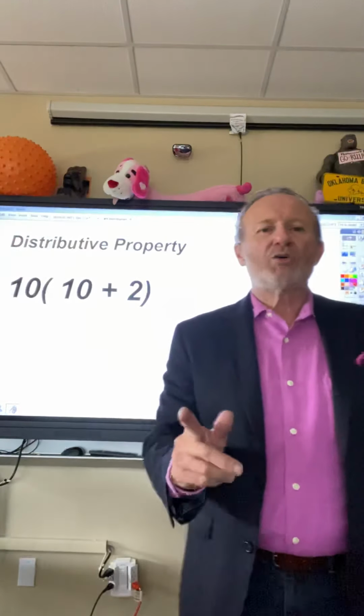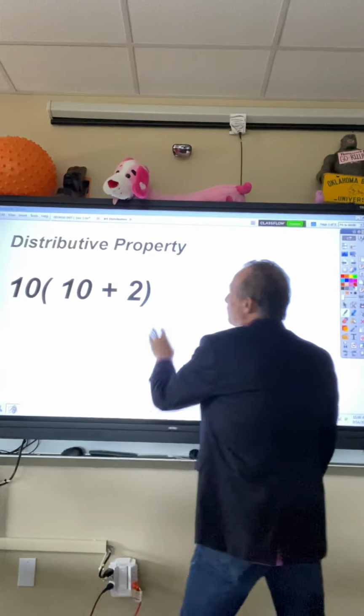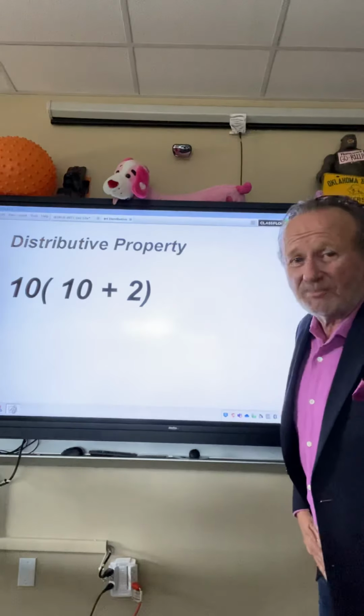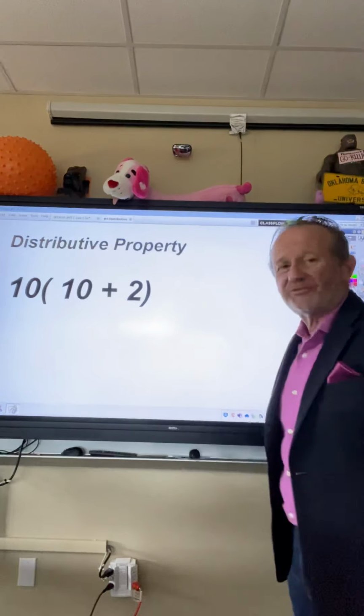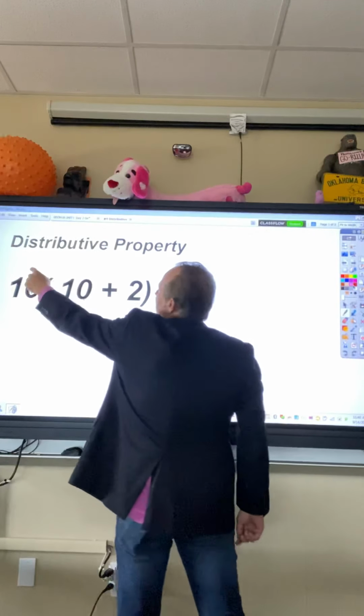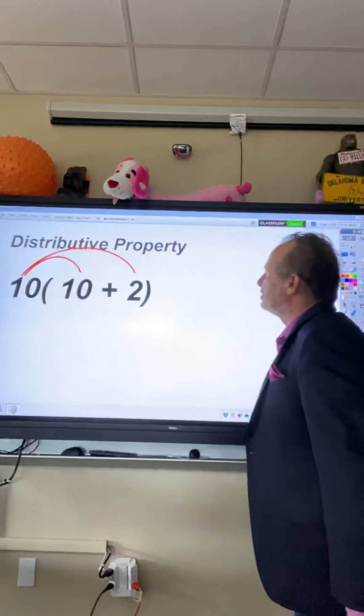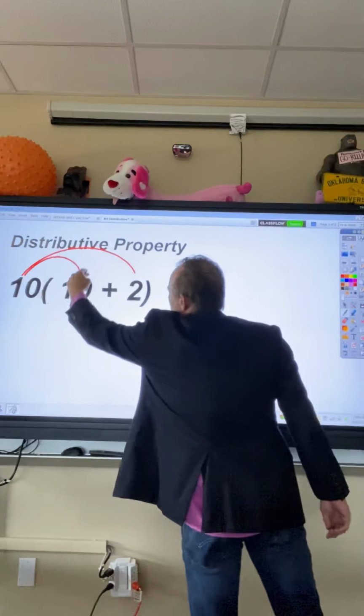Okay? So the basics are like this. If you have a number outside of a parentheses, or it might even be on the back side, it doesn't matter. As long as there's no plus or minus in front of it or behind it, then we're good. So what do we have? We have 10 times 10 and 10 times 2. So the first thing we're going to do is our first distributive.